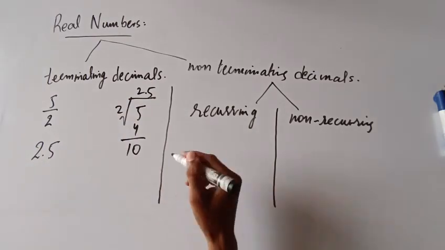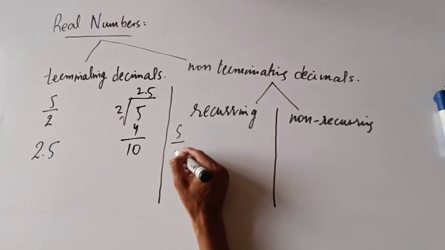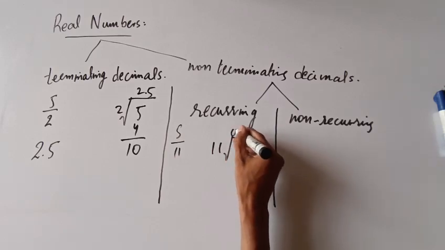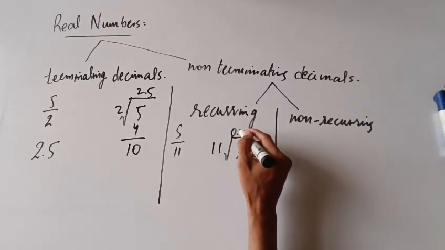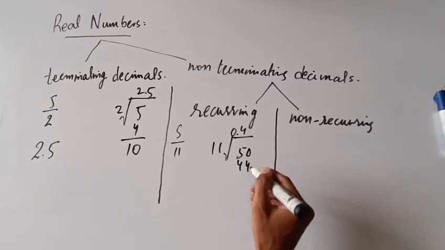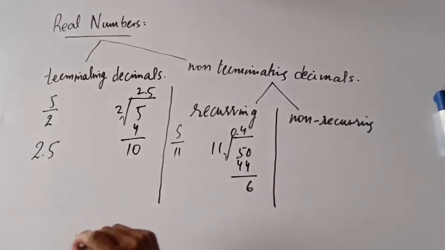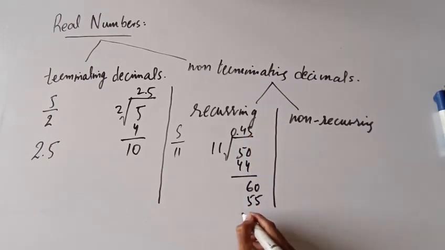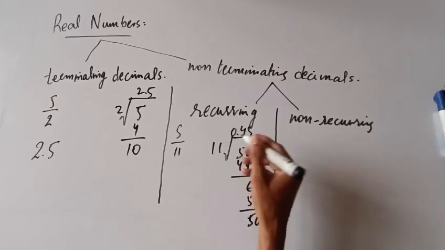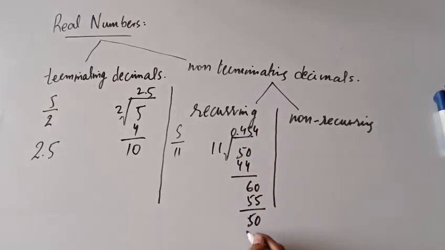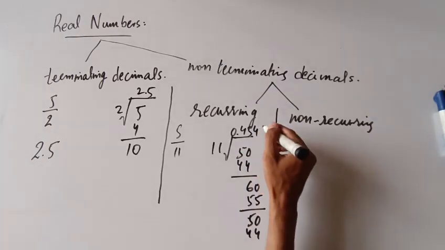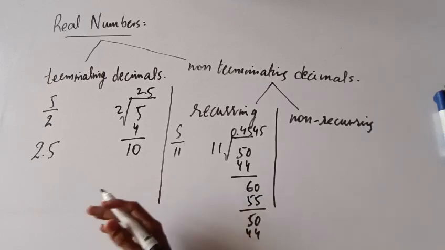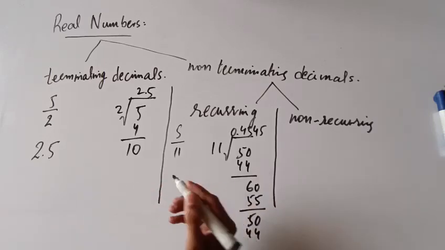But when we talk about recurring decimal, let's say we have a fraction 5 upon 11, and if I divide 5 by 11, first of all I need to put a decimal over here. Now 11 4s are 44, 6 will be remainder. Now 11 5s are 55, 5 is the remainder, and again 11 4s are 44, and this will continue like this, 0.4545. So this is recurring, it is repeating. The numbers after the decimal point are repeating.